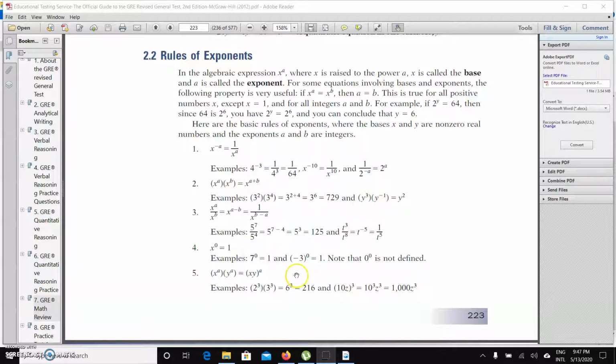You have to know that. I think I've mentioned that anything raised to the power 0 is 1, except for 0 raised to the power 0, which is not defined. Right? So here, when we have the same exponent but different bases, that will be x multiplied by y raised to the power a.